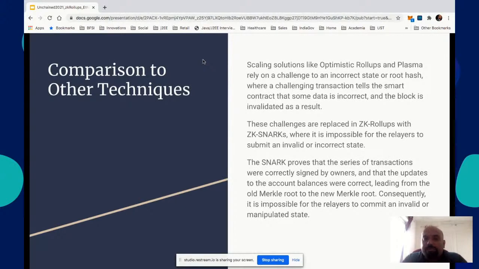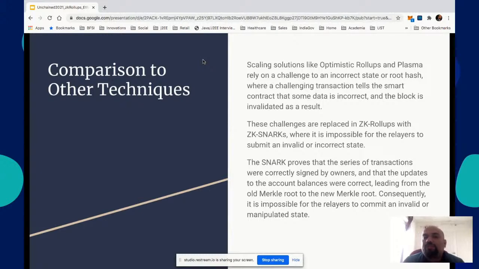So how does it compare to other techniques like optimistic rollup and plasma? Optimistic rollups and plasma rely on challenges to an incorrect state or a root hash. In the case of plasma, it's a verification or comparison with a root hash. In optimistic rollup, you're verifying whether it's an invalid or incorrect state, where a challenge transaction tells the smart contract that some data is incorrect and the blocks are invalidated. So it has a lot of unwanted transactions.